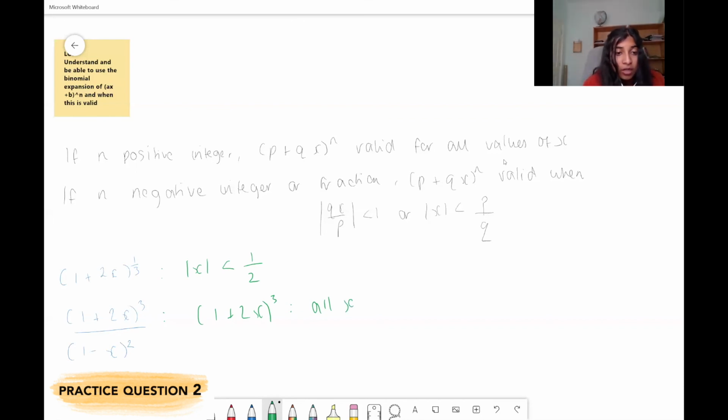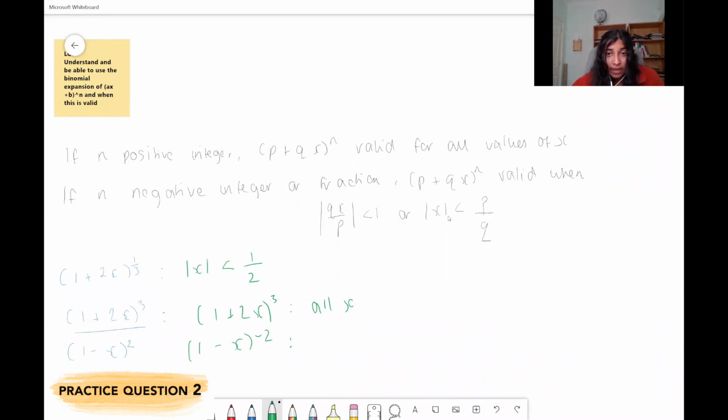And then for the last one, remember that because this is a fraction, this is just the same as 1 minus x to the power of minus 2. Yep, so because 2 is a negative, minus 2 is negative, so we use this.